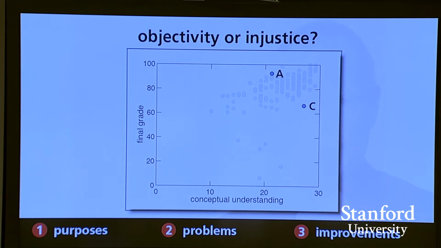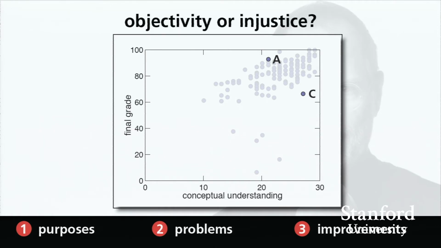Look at these 2 students. The one on the right understood the concept of force at the level of a professional physicist, but got a C in the course. The one on the left was still an Aristotelian thinker, but got an A. Is that objectivity, or is it an injustice?